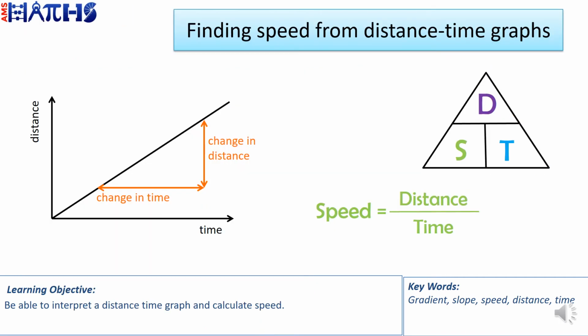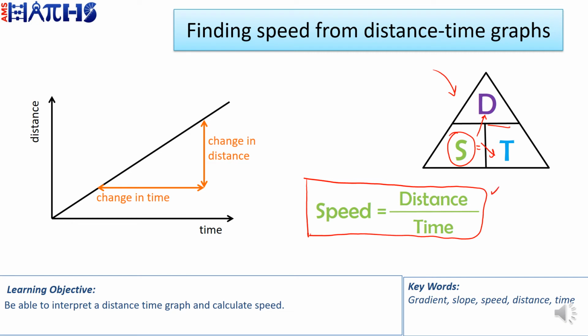Now we're going to look at finding speed from a distance time graph. The first thing you need to know is that speed is equal to distance divided by time, and we can achieve that from our magic triangle, where speed would be equal to distance over time, which is distance divided by time. So that is our formula.